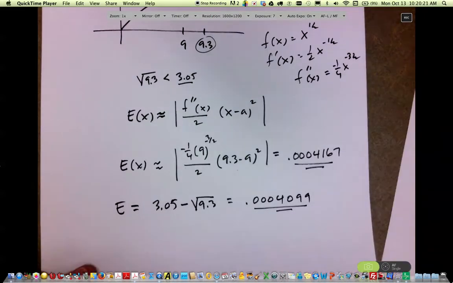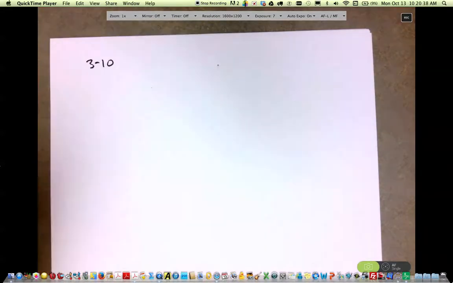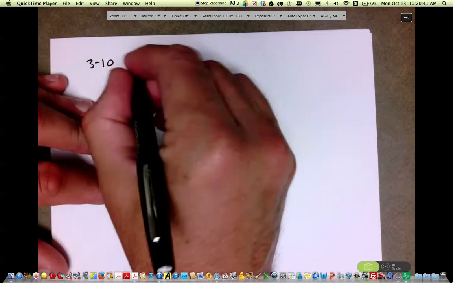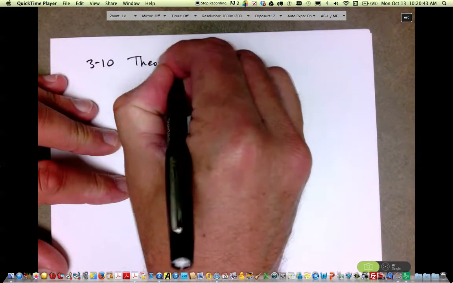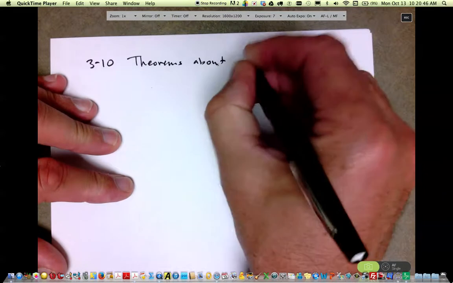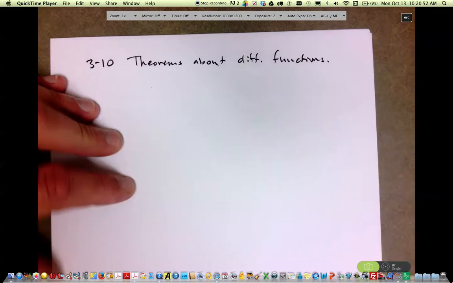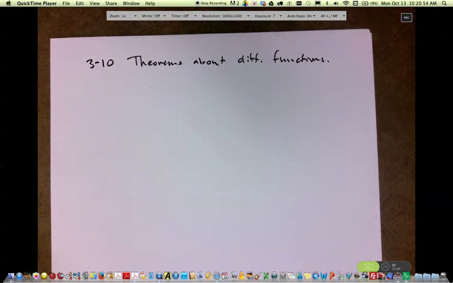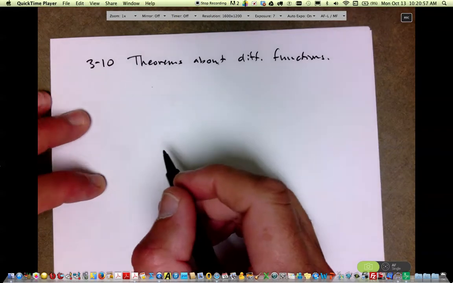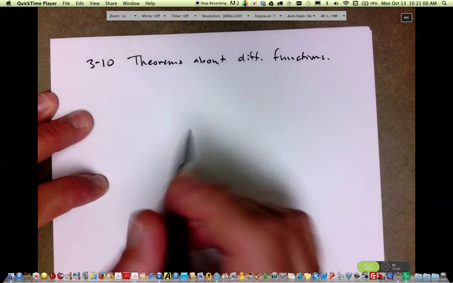Okay, so the next thing I'd like to look at is section 3.10, and 3.10 is about some theorems having to do with functions that are continuous and differentiable. So 3.10 is theorems about differentiable functions. The first theorem in this section is called the mean value theorem.